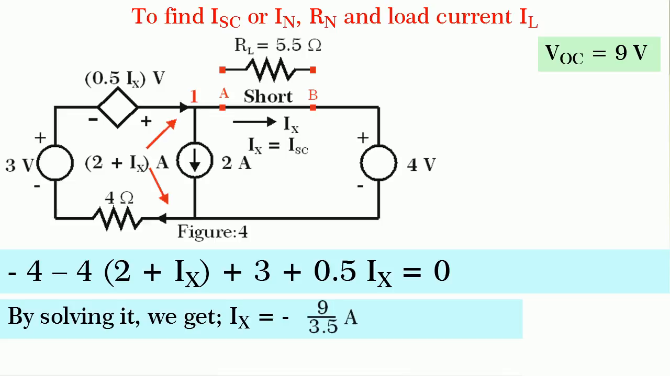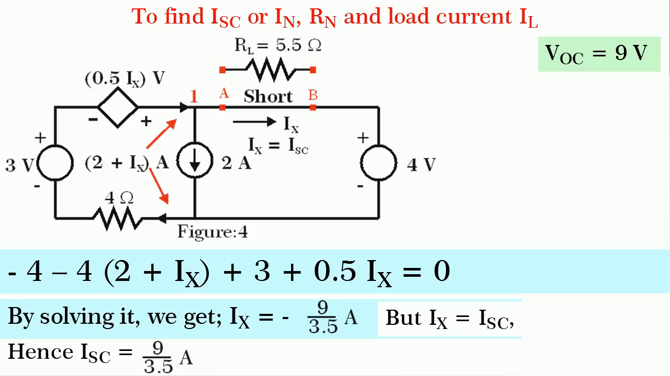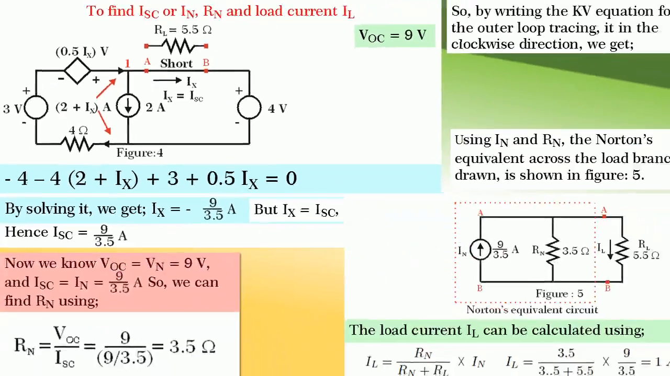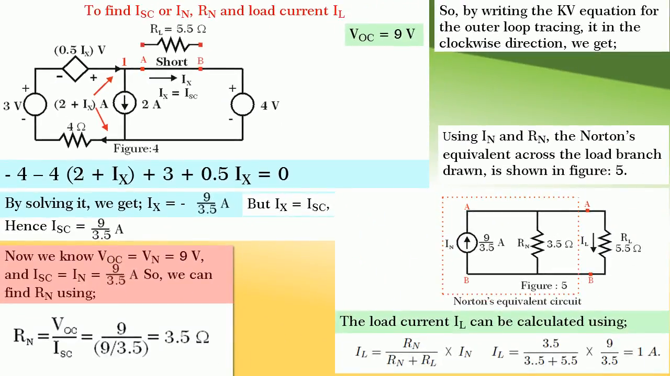Since the answer is negative, what does it mean? The assumed current is flowing from A to B, but the true current is flowing from B to A. But we know Ix is equal to ISC, and hence ISC is equal to 9 divided by 3.5 amperes. Now we know both VOC and ISC, and hence we can calculate Rn using Rn equal to VOC upon ISC. By substituting the values, we get Rn is equal to 3.5 ohm.